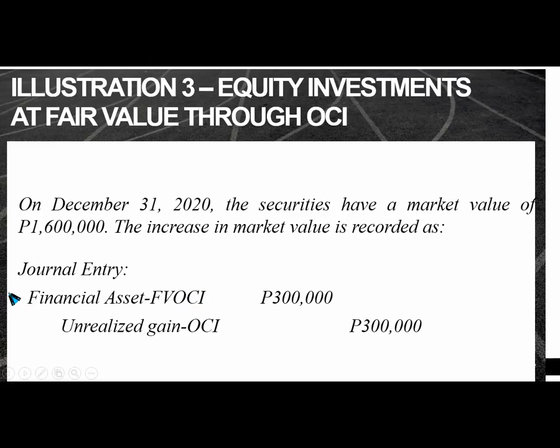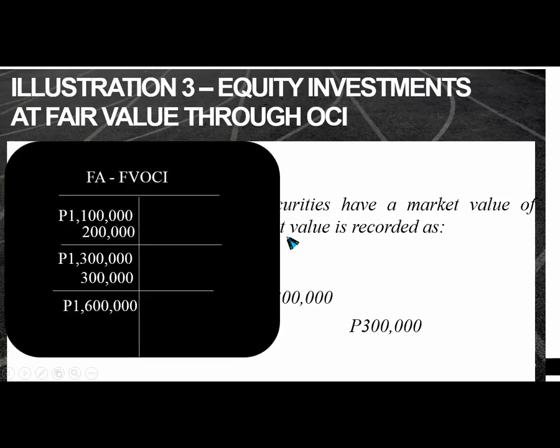So that's why we're debiting FVOCI at 300,000 and a credit to unrealized gain OCI at 300,000. Now, let's try to look at the T account.